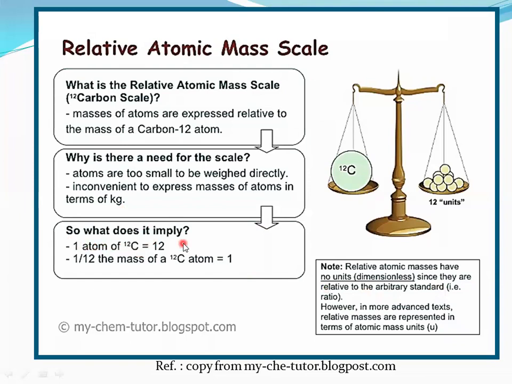So what does it imply? One atom of carbon-12 has a mass of 12 amu. So 1/12 the mass of a carbon-12 atom is equal to 1. So any proton or any neutron has a mass of 1 amu. Note, relative atomic masses have no unit. It is dimensionless since it is relative to an arbitrary standard, that is, a ratio. However, in more advanced texts, relative masses are represented in terms of atomic mass unit, amu.